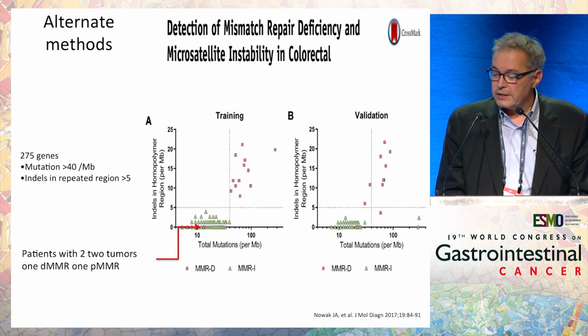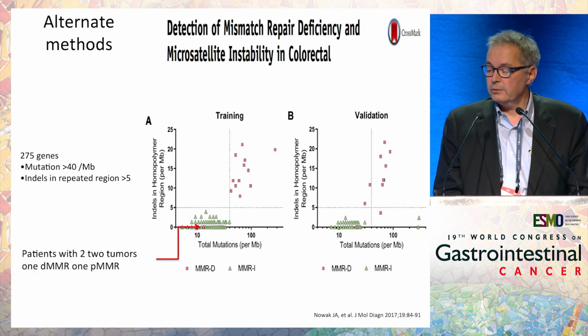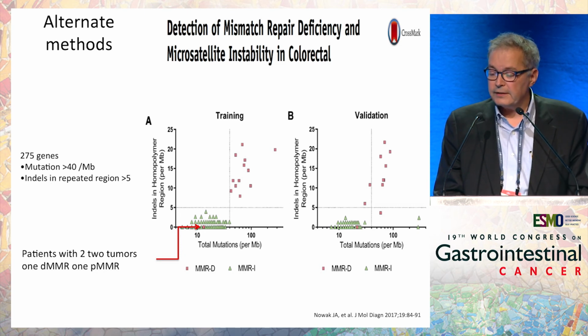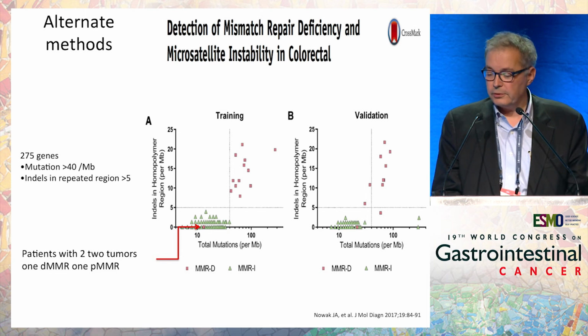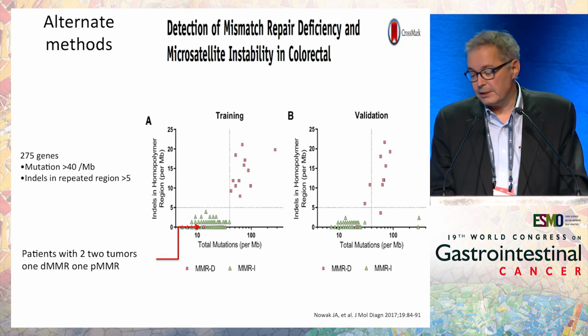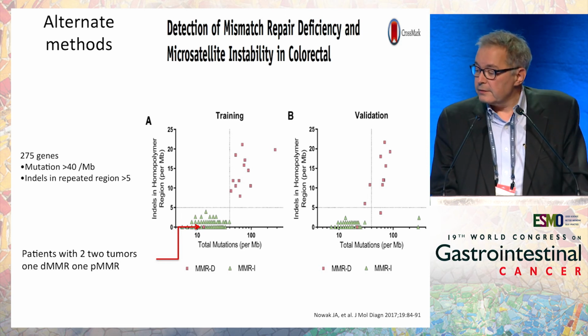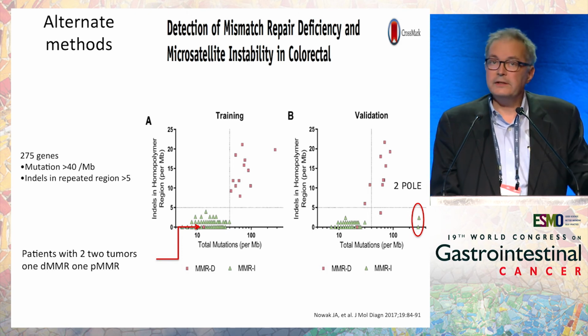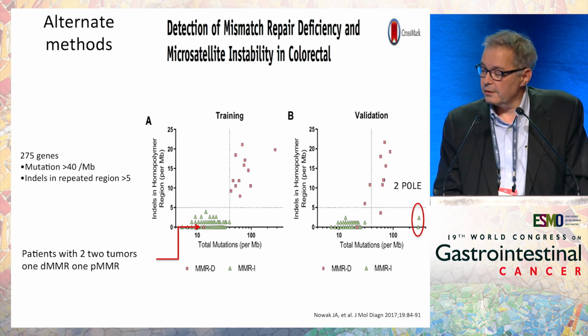Just note this tumor in red, misclassified by sequencing, but in fact this is one patient with 2 tumors, one DMMR and one proficient mismatch repair. And in the validation setting, you have here these 2 false positives of the test by sequencing, with a very high total number of mutations per megabase.